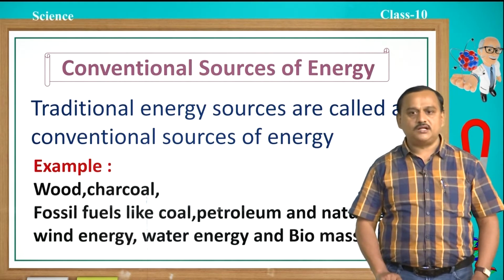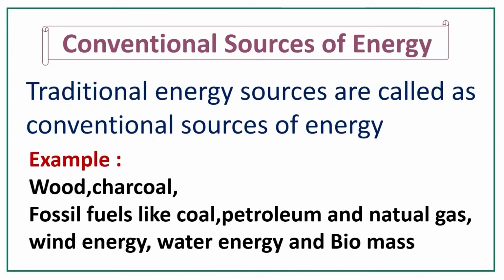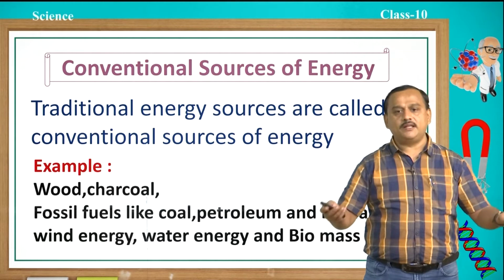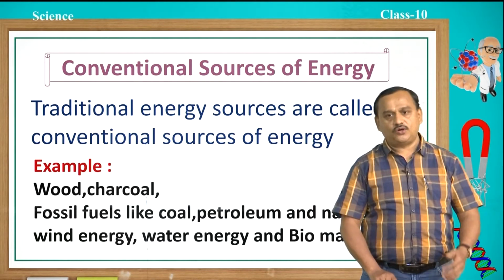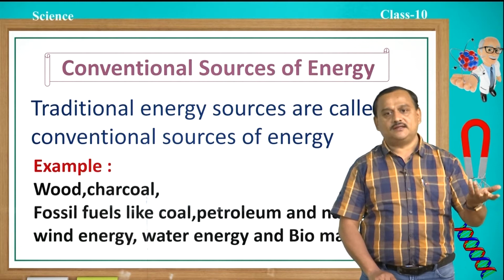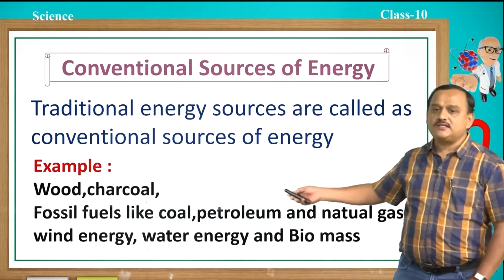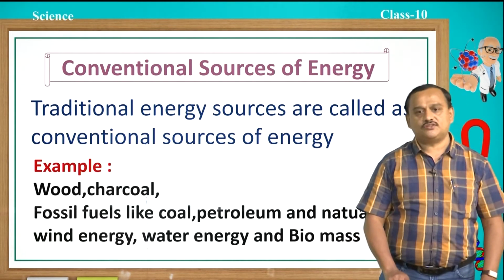You know very well, wood and charcoal, the biomass, that means cow dung or the remains of plants, were the sources of heat in olden days. Even coal was used to run the trains and steam engines. Wind energy and water energy were used by ancient people to run the windmill and the water mill, to grind the grains. That is why these sources are known as conventional sources of energy.